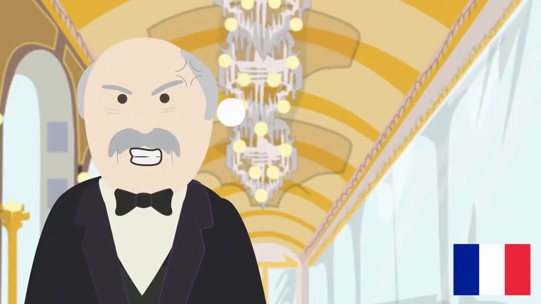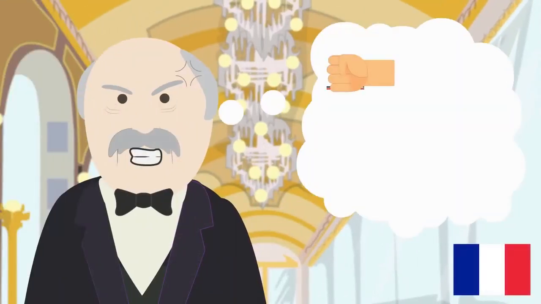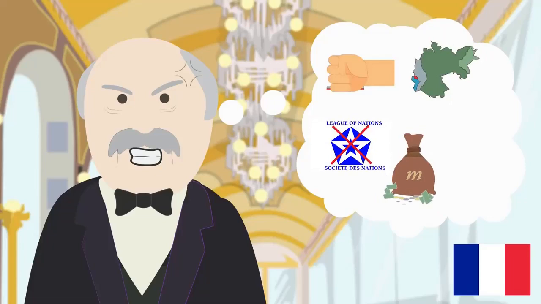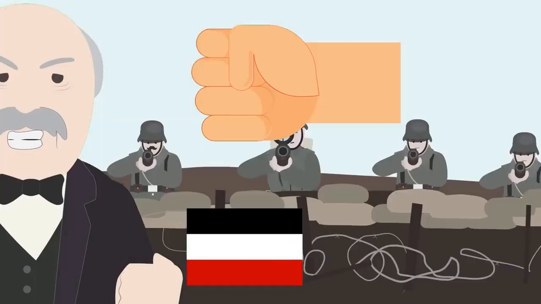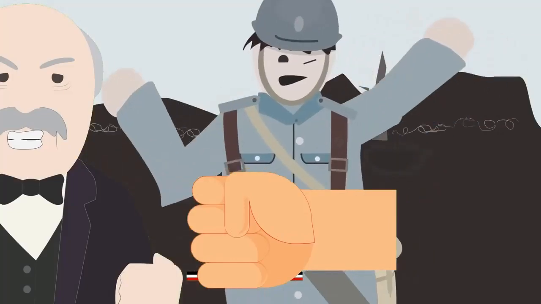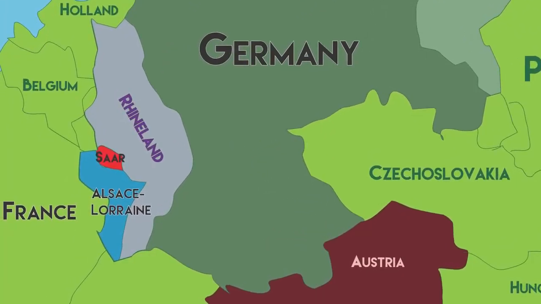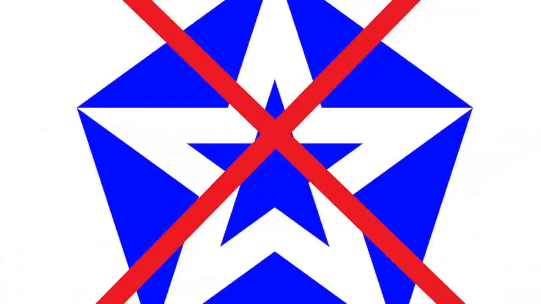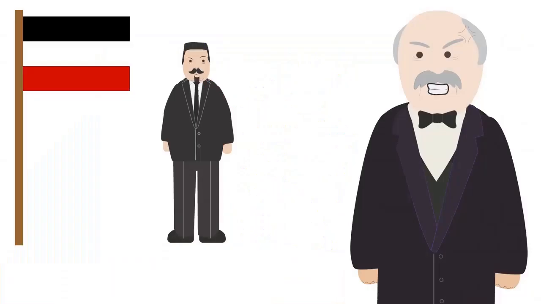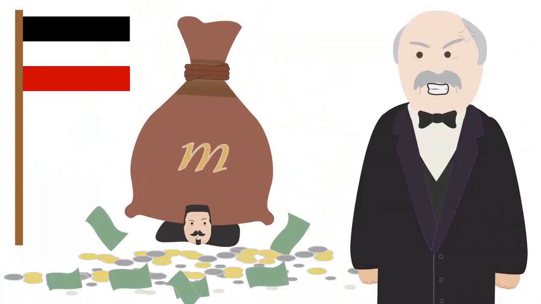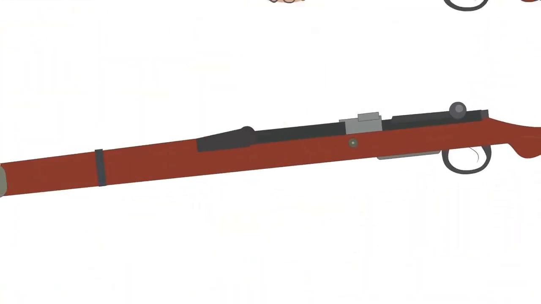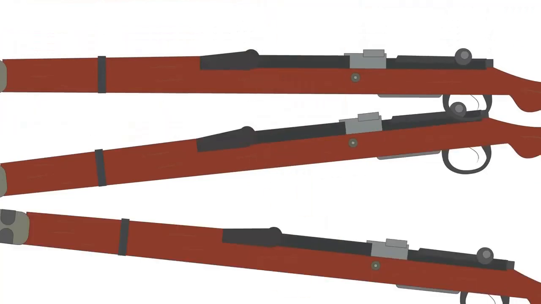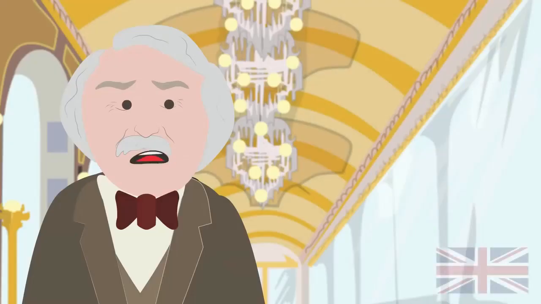Clemenceau's aims were the harshest of the three, representing the damage Germany had done to France's land and people and its threatening proximity. He wanted revenge and to punish Germany, to return Alsace-Lorraine to France, an independent Rhineland, no League of Nations, Germany to pay huge reparations for the damage and losses caused, the disbandment of the German army so that Germany would never be strong enough to attack France again.